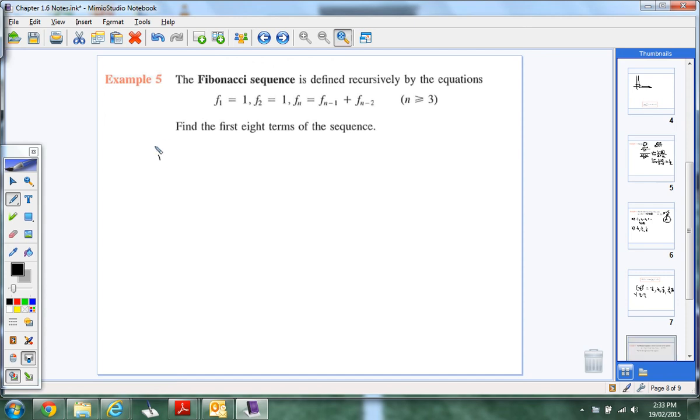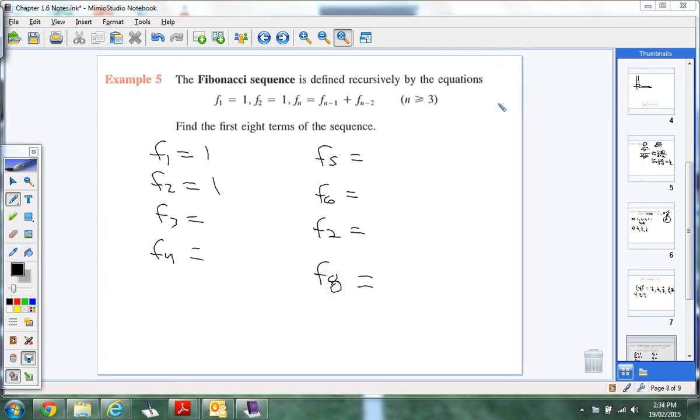So I want you guys to see if you can find the first 8 terms. So they give you 1 and 2. So f of 1 is 1, f of 2 is 1, and they want you to find 3, 4, 5, 6, 7, and 8. So I'll give you a second here to go ahead and try to do that.